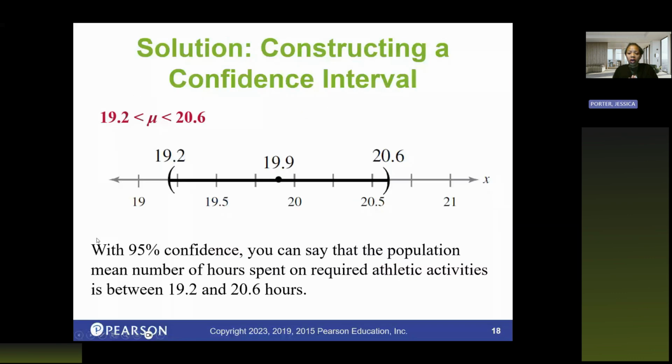All right. So with 95% confidence, we can say that the population mean number of hours spent on required athletic activities is between 19.2 and 20.6. That was the interval that I found. Let's look at question 14.